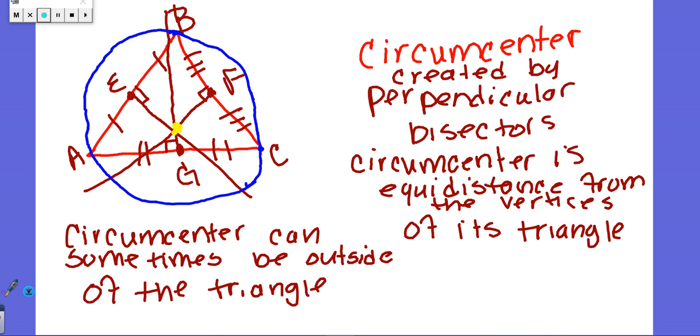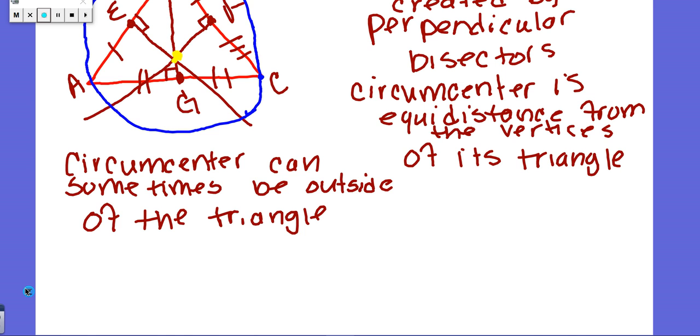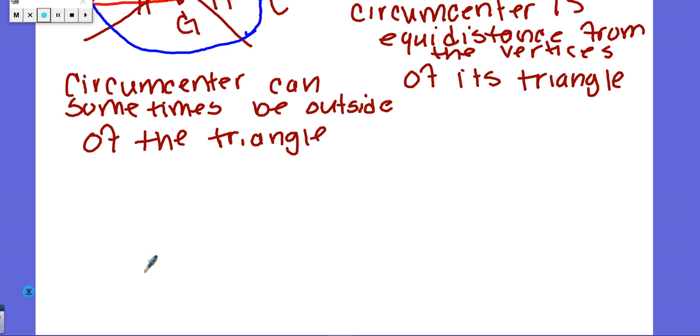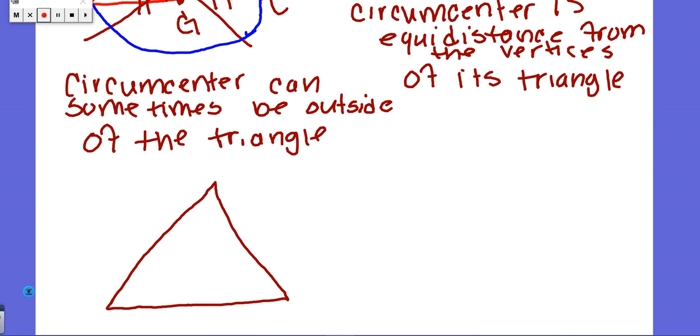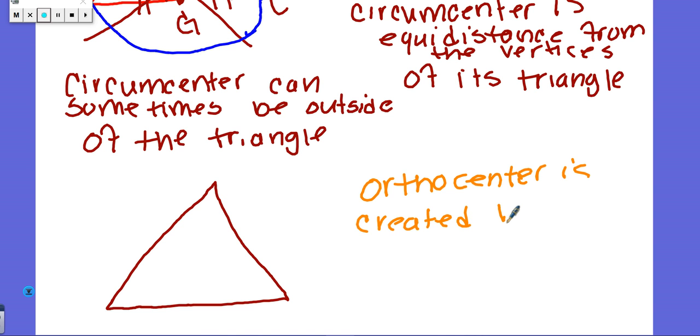Okay, so let's knock out the last one. The last one, which is called an orthocenter. Okay, so the orthocenter is created by altitudes. And we're going to talk about what an altitude is.